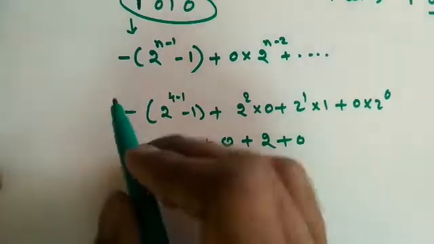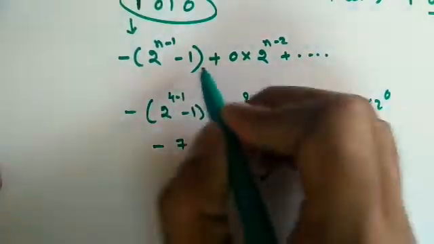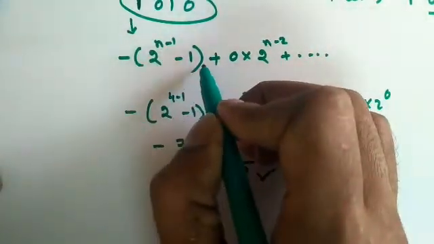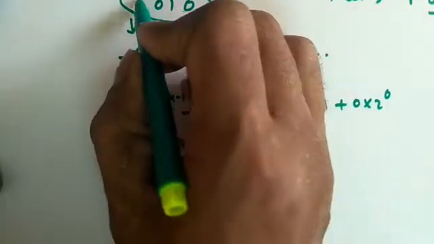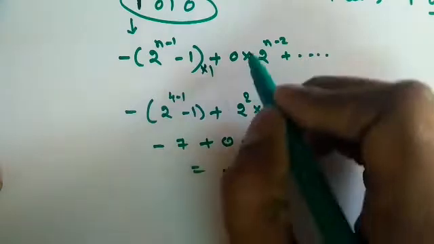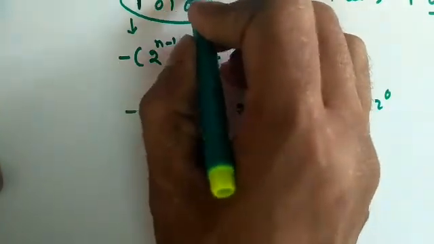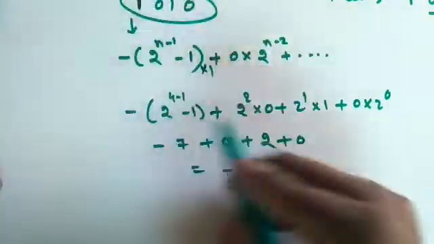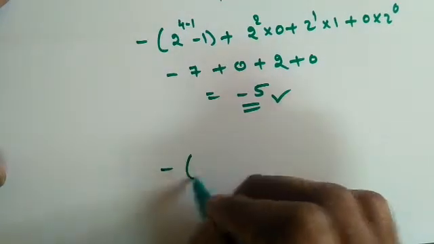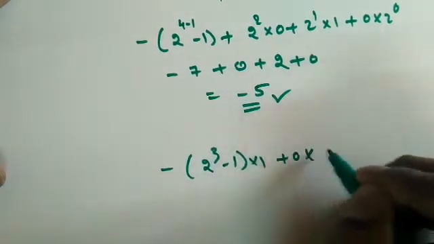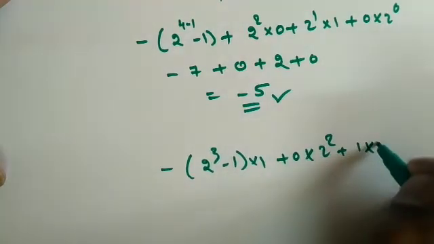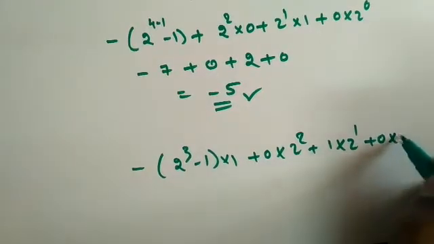Now how do we find the magnitude of this one? We can find it like this. The first bit is minus of 2 power n minus 1, minus 1, into 1, and the remaining bits are the magnitude. So if the positions are 0 1 2 3, I can write minus of 2 cube minus 1 into 1, plus 0 into 2 square, plus 1 into 2 power 1, plus 0 into 2 power 0, and so on.